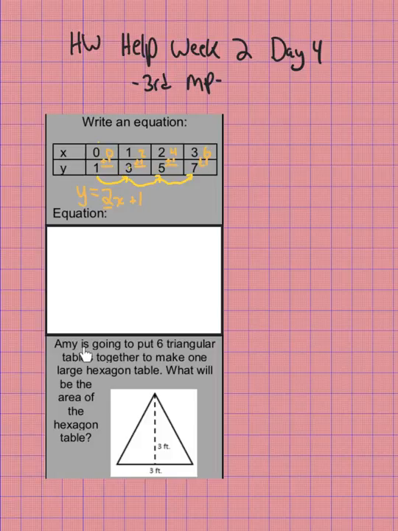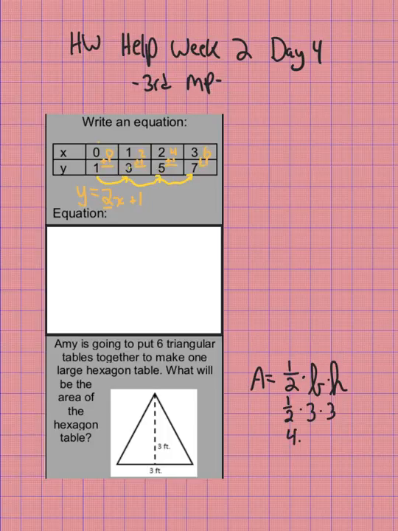Now for the second one, it says Amy is going to put 6 triangular tables together to make one large hexagon table. What will be the area of the hexagon table? Well, here's one of the triangles here. So let's start with finding the area of that. Now don't forget, area of a triangle is half times base times height. And half times the base is 3, and the height is 3. So the area of that triangle is 4.5 square feet.